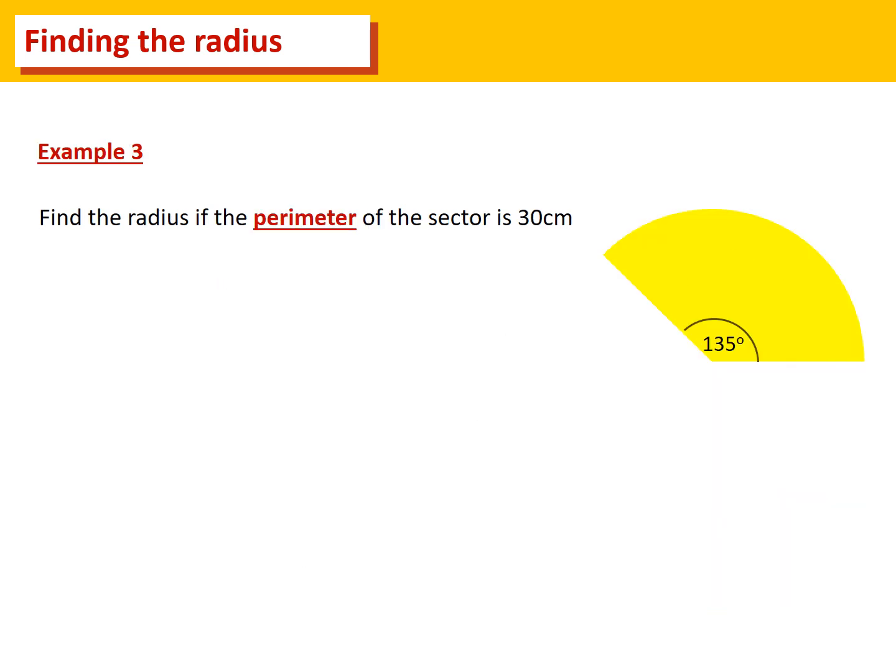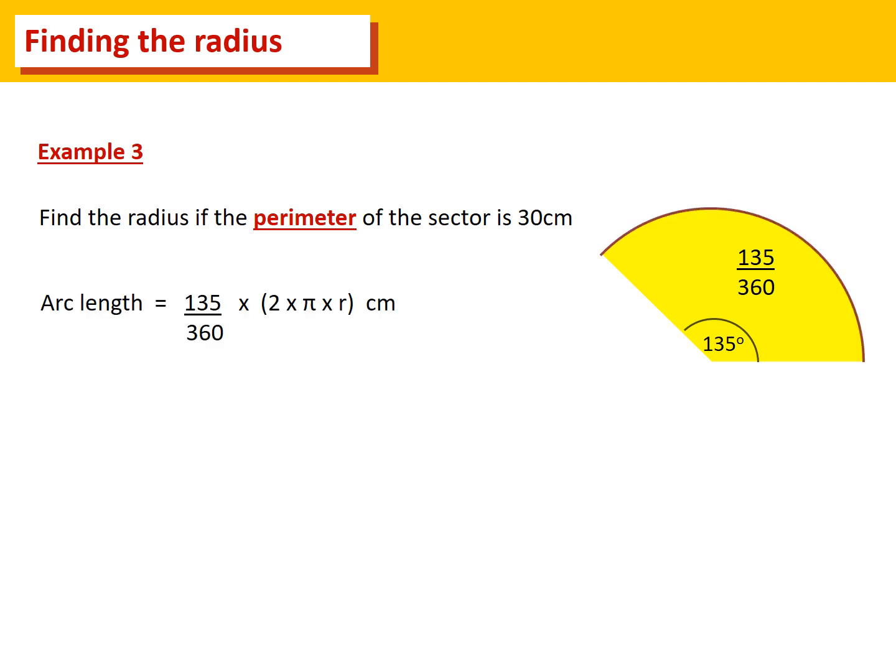In example 3, there is an important difference from the 2 previous examples. This time we're not given the arc length, we're given the perimeter. Let's see what difference that will make to our calculation. So the fraction of the circle that sector represents is 135/360. And so that arc length is 135/360 times 2 pi r, 2 pi r being the circumference of the circle. And we simplify that to that expression.